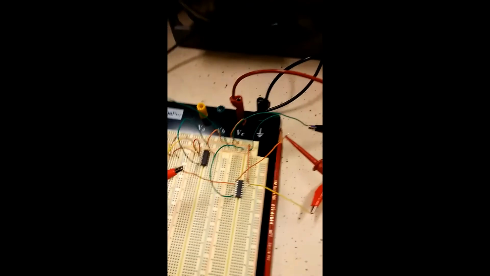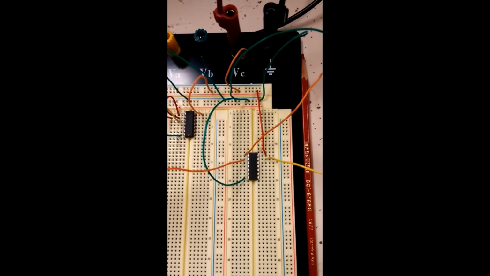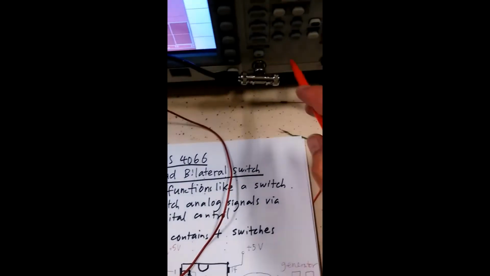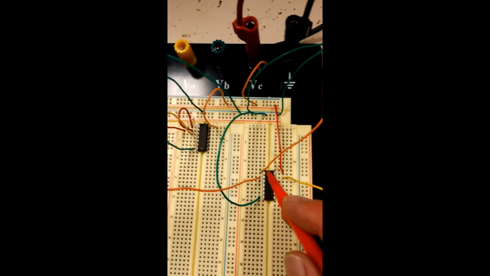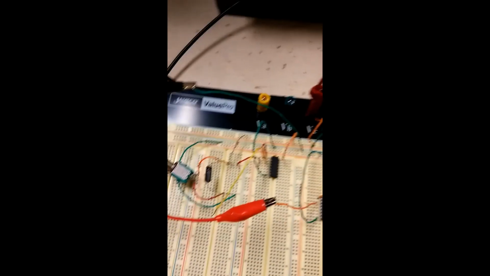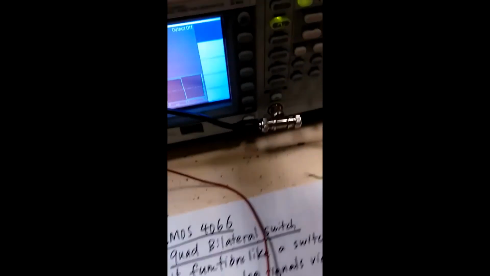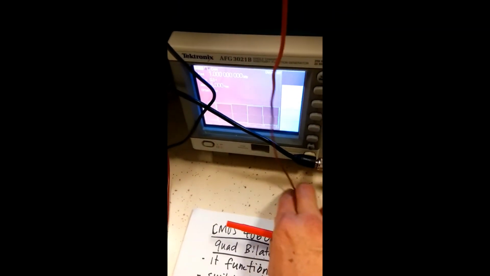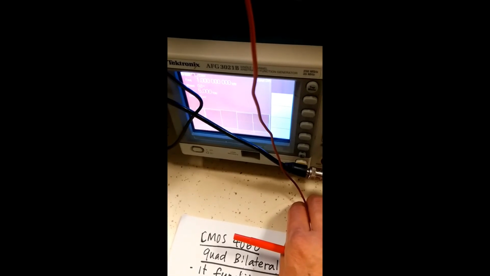If I turn on the power for the 4066, this is the square wave signal fed in. If it is high, you're going to turn on the switch. If it is low, you're going to turn it off. I have not turned on the generator yet. I have 1 kilohertz, 5 volts peak to peak. So if you turn it on, all right, this is what you have.